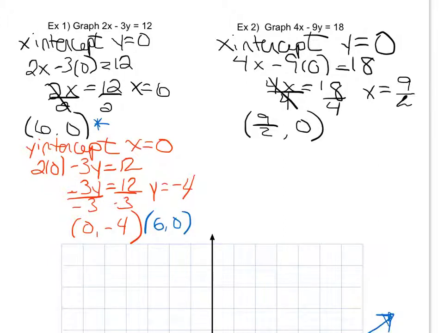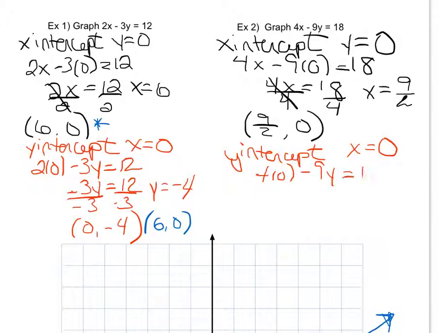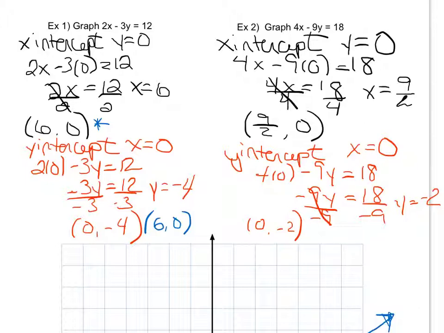Now I'll find my y-intercept. And I know if I'm on my y-axis, I go left or right 0, so x is 0. Making my equation 4 times 0 minus 9y equals 18. 4 times 0 is 0, dropping down the negative 9y, sign belongs to the number, and dividing by negative 9, I get y equals negative 2. So the second point I just found is 0, negative 2. So those are the 2 points I'm going to plot.